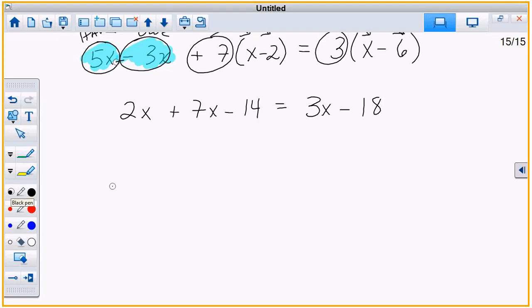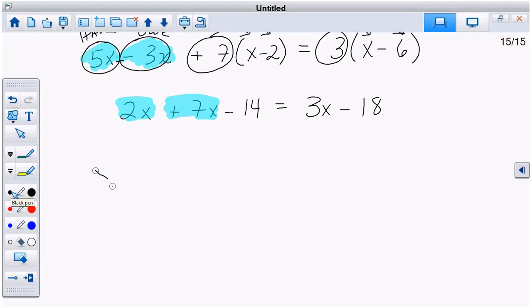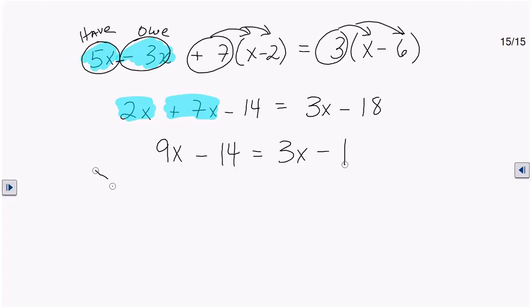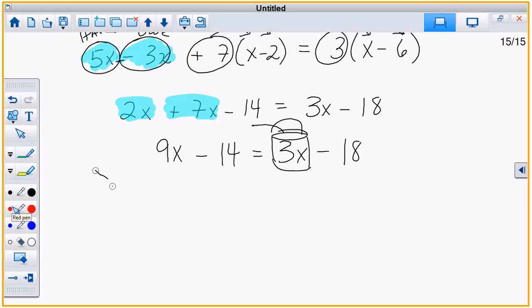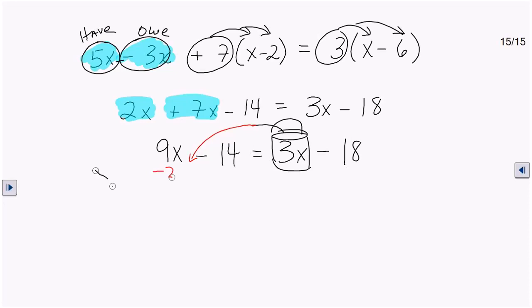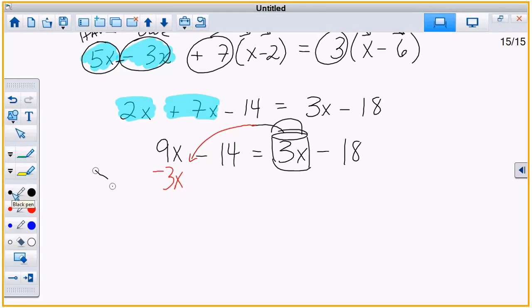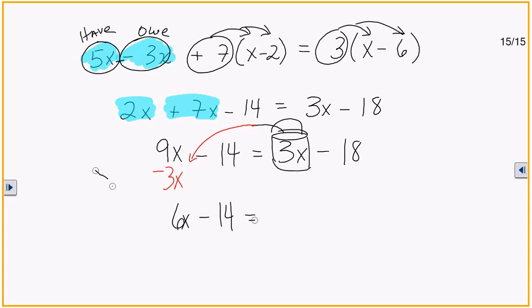Similar terms, combine like terms. So I'm going to highlight these guys. And what is 7 plus 2? That's 9x minus 14 is equal to 3x minus 18. Here's our smallest bucket. So we're going to take it across the river, and it turns into a negative 3x. So that's going to give us 6x minus 14 is equal to negative 18.